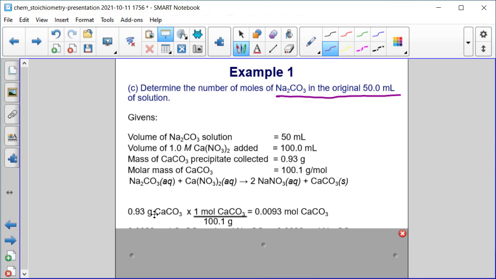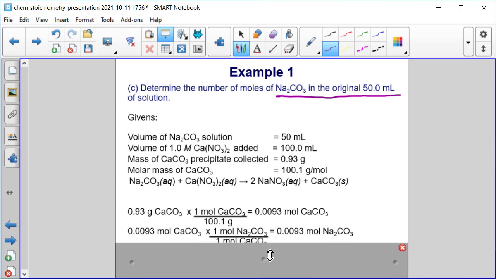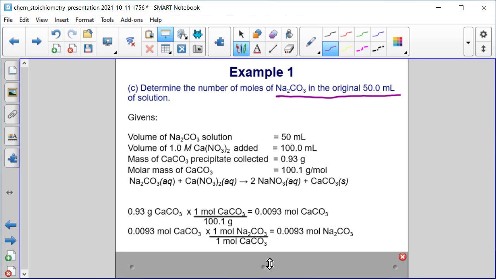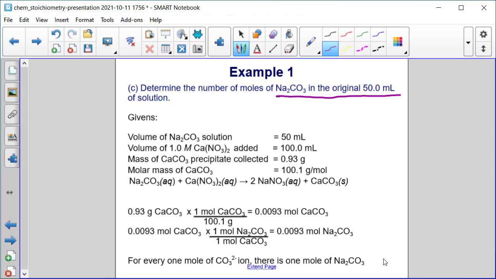So this is just a straightforward grams to moles calculation. If we had 0.93 grams of calcium carbonate divided by 100.1 grams per mole, that means we produced 0.0093 moles of calcium carbonate. Now we have moles of a product here. We need to use the stoichiometric ratio from the balanced chemical equation to find moles of our reactant. So 0.0093 moles of calcium carbonate. Looking at this balanced equation, we have a 1-to-1 mole ratio, 1 mole of sodium carbonate per 1 mole of calcium carbonate, which is 0.0093 moles of sodium carbonate. Again, for every mole of carbonate ion, which we see here, there is 1 mole of sodium carbonate.